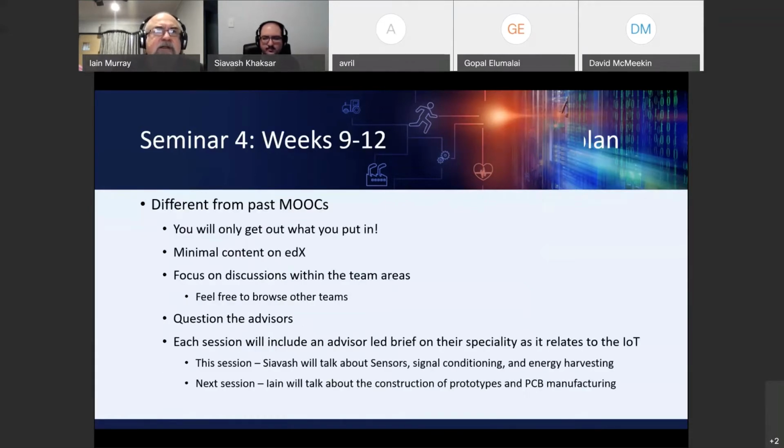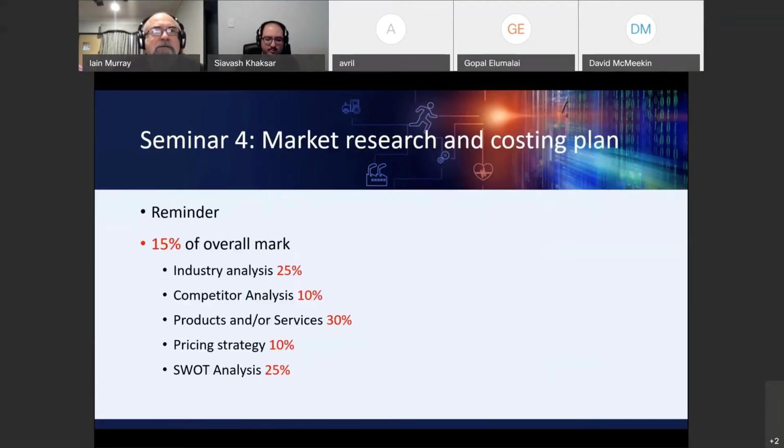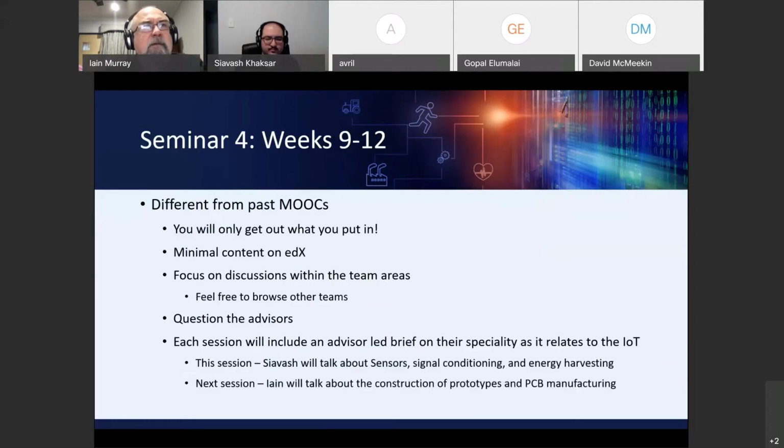Competitor analysis, again, is, go back, please. Oh, sure. Yeah, competitor analysis is 10%, products and services 30%, pricing is 10%, but again, critically important, and the SWOT analysis is 25%, and that can be created again from your Canvanizer document that you've hopefully continued working on. Okay, now, there's something else I was going to say on that, but I'll think of it and I'll come back to it.